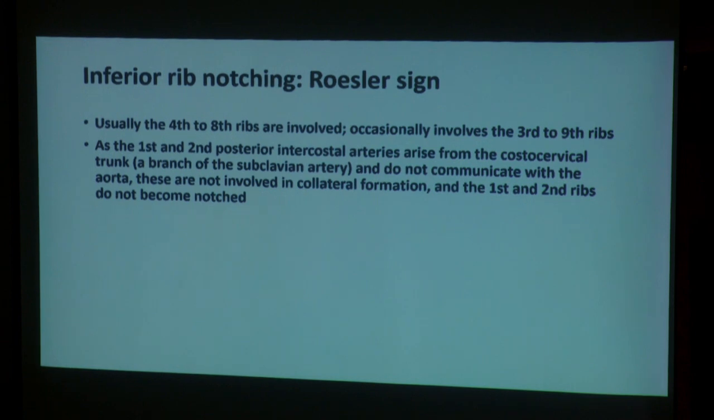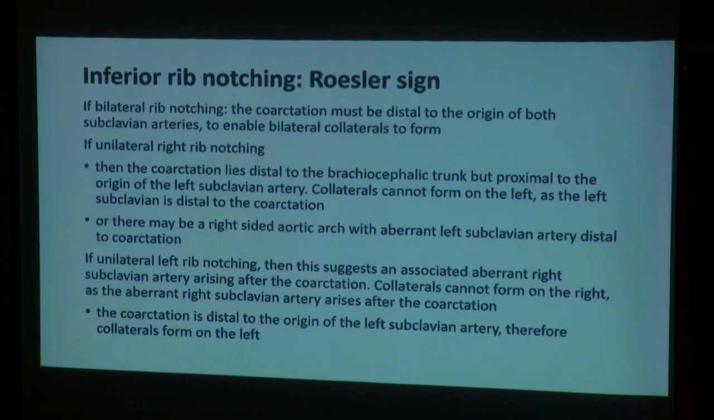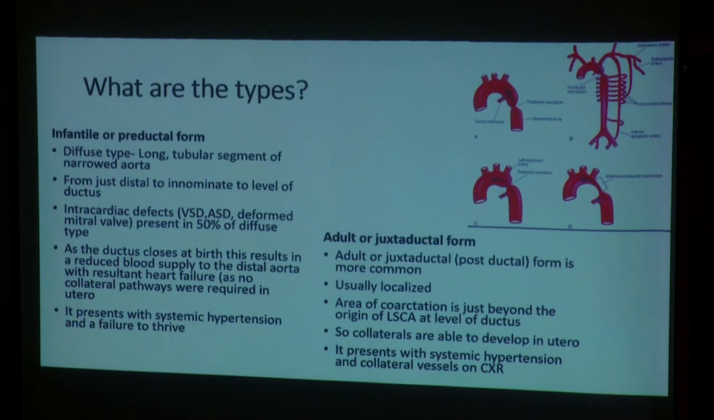The reason is important. The 1st and 2nd posterior intercostal arteries arise from the costocervical trunk, which is a branch of the subclavian, and they do not communicate with the aorta. So these are not involved in collateral formation. It's important to remember the reason for absence of collaterals in the 1st and the 2nd ribs. The rib notching can be either unilateral or bilateral. We'll come to that.